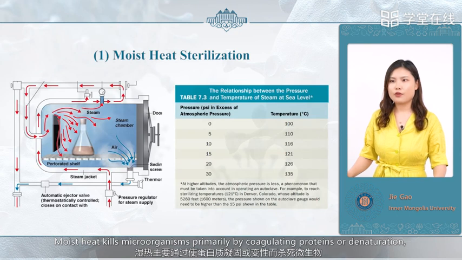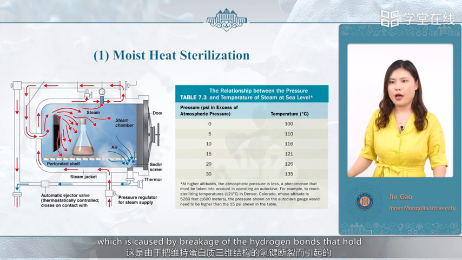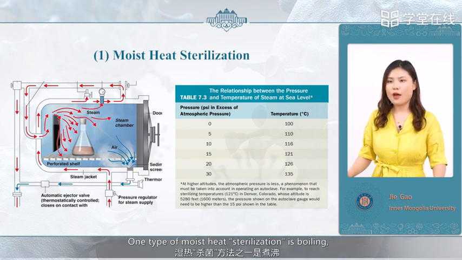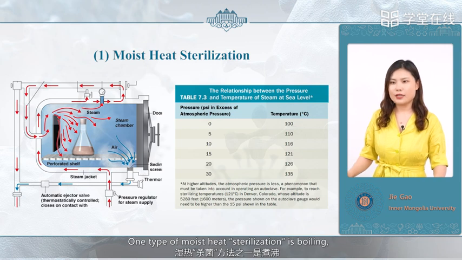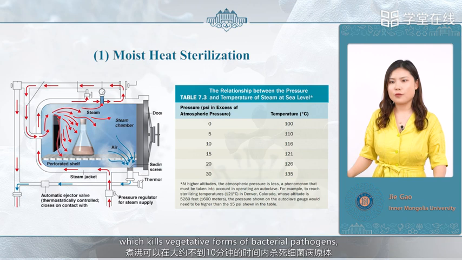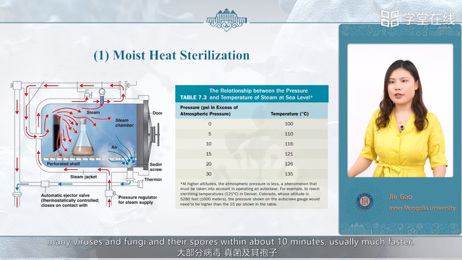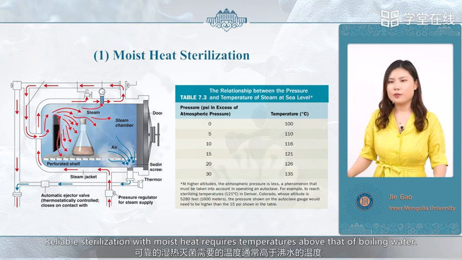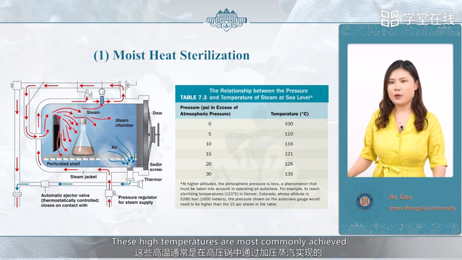Moist heat kills microorganisms primarily by coagulating proteins or denaturation, which is caused by breakage of the hydrogen bonds that hold the proteins in their three-dimensional structure. One type of moist heat sterilization is boiling, which kills vegetative forms of bacterial pathogens, many viruses and fungi and their spores within about 10 minutes, usually much faster. Reliable sterilization with moist heat requires temperature above that of boiling water. These high temperatures are most commonly achieved by steam under pressure in an autoclave.